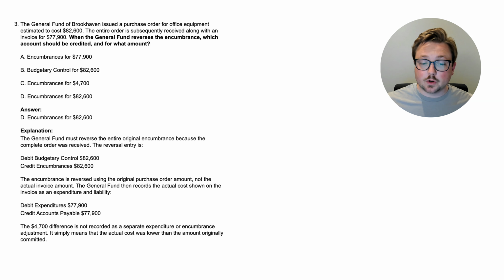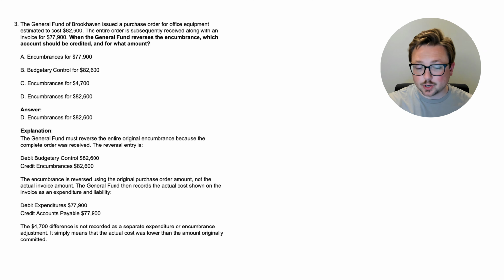The encumbrance is reversed using the original purchase order amount, not the actual invoice amount. The general fund then records the actual cost shown on the invoice as an expenditure and liability. So there are two separate entries here, but they aren't really intertwined. You're reversing the entire encumbrance and then you have a totally new journal entry for the expenditure, because now that the good has arrived, you're actually paying for it. You debit expenditures for $77,900, credit accounts payable for $77,900.